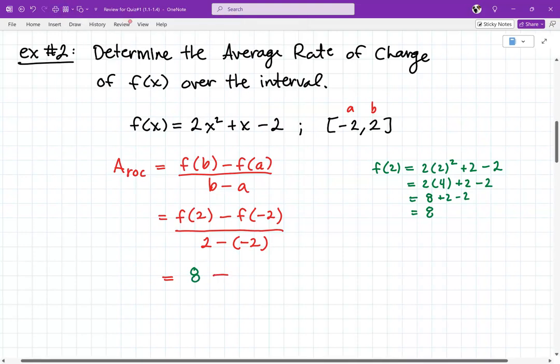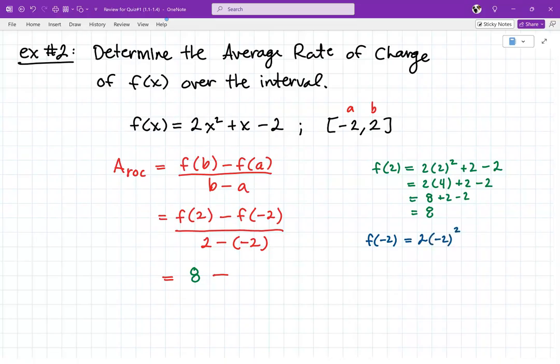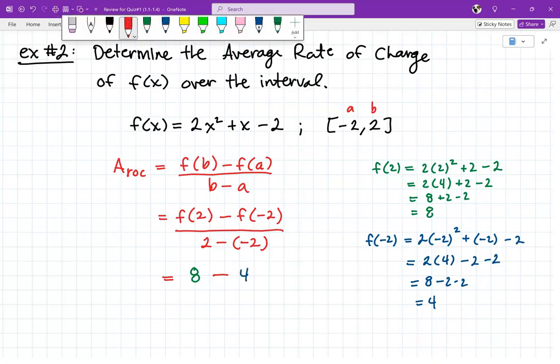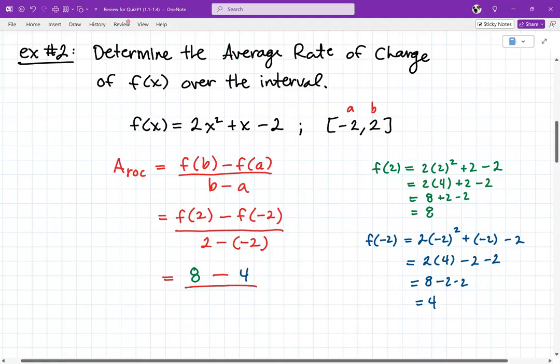Minus, let's figure out what f of -2 is. I'm going to use blue. So it's 2 times -2 squared plus a -2 minus a 2. I plug it into my equation. Okay? 2 times 4 minus 2 minus 2. That's 8 minus 2 minus 2. So that's a 4. Again, I know I'm going kind of fast, but I don't want to kill too much time on computations. Okay? So 8 minus 4 goes right here.